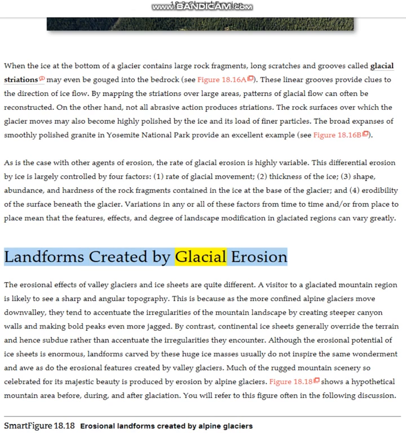Landforms created by glacial erosion. The erosional effects of valley glaciers and ice sheets are quite different. A visitor to a glaciated mountain region is likely to see a sharp and angular topography. This is because as the more confined alpine glaciers move down valley, they tend to accentuate the irregularities of the mountain landscape by creating steeper canyon walls and making bold peaks even more jagged.